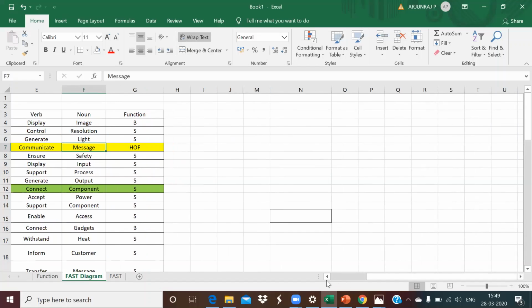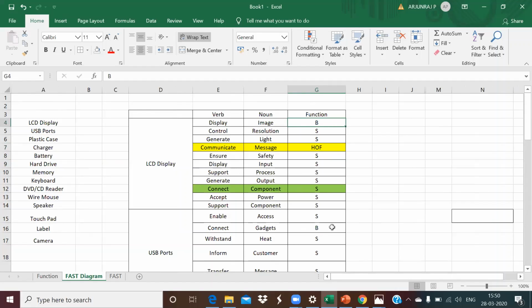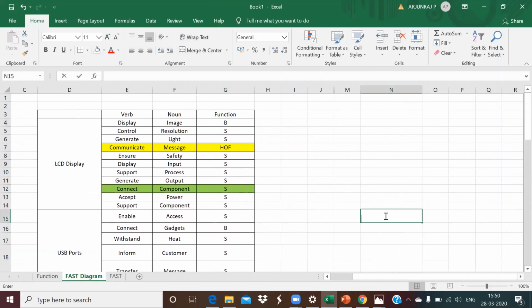And again, there is no correct or wrong in the FAST diagram, but you need to ensure that you are giving the correct one. That's why we need to have the expertise. That's why in a company you need very good expertise for each and everything. They go for a deep dive and they create the correct FAST diagram. So it is a basic function: communicate message.